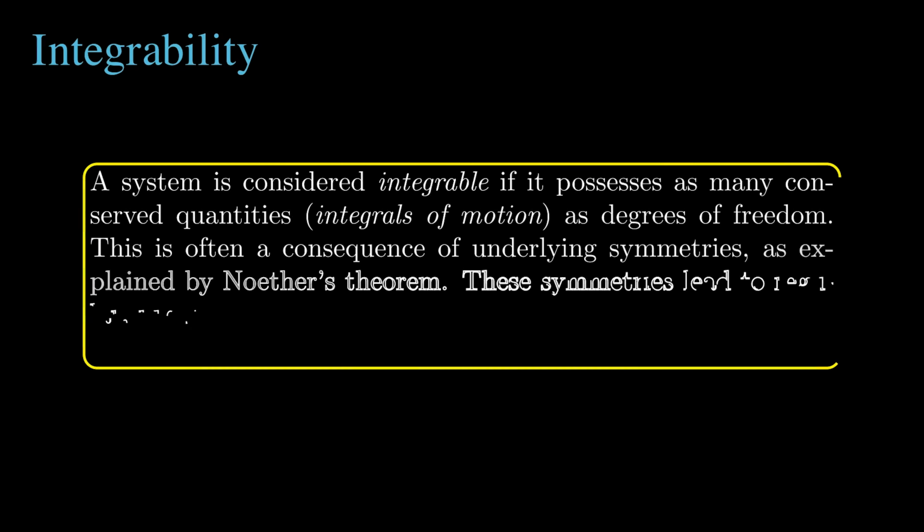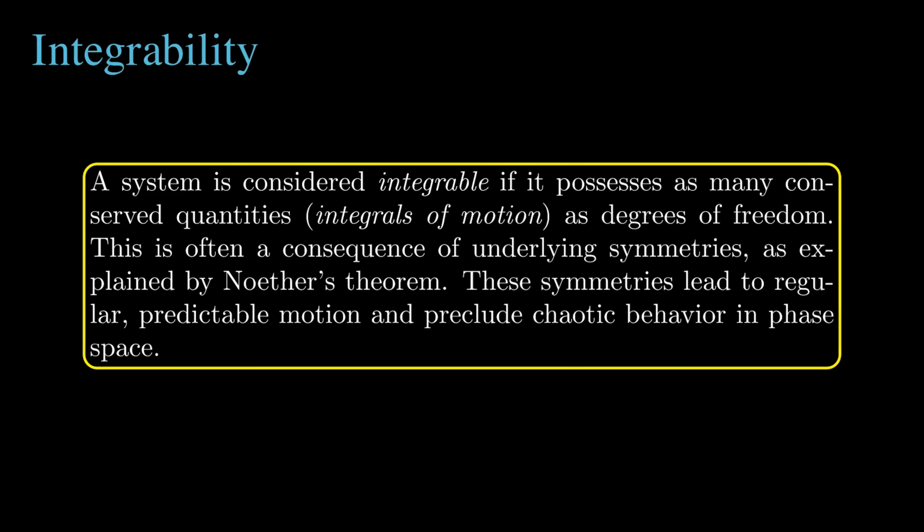Next, a system is considered integrable if it possesses as many conserved quantities, integrals of motion, as it has degrees of freedom. This is often a consequence of underlying symmetries, as explained by Noether's theorem. These symmetries lead to regular, predictable motion and rule out chaotic behavior in phase space.